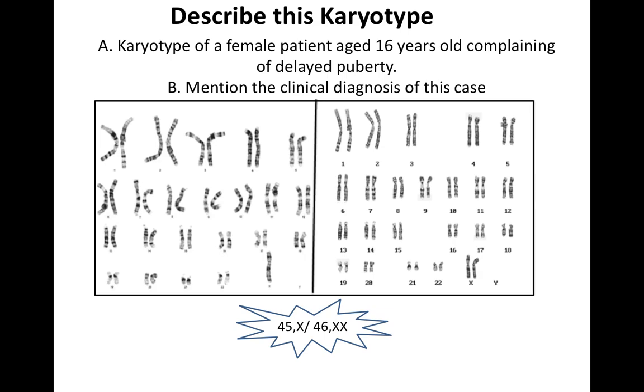We stop here for the first part, and we have discussed the numerical chromosomal karyotype changes and how to prepare a karyotype, when to do a karyotype, and how to describe a karyotype, especially the numerical chromosomal types.